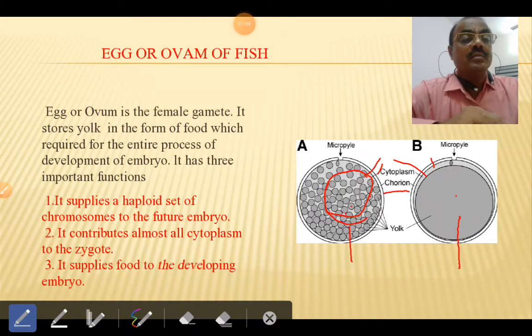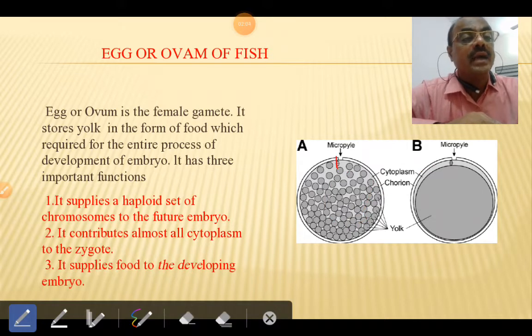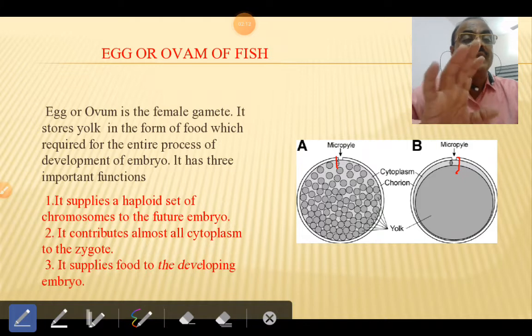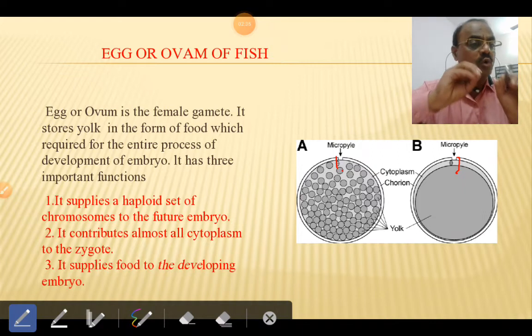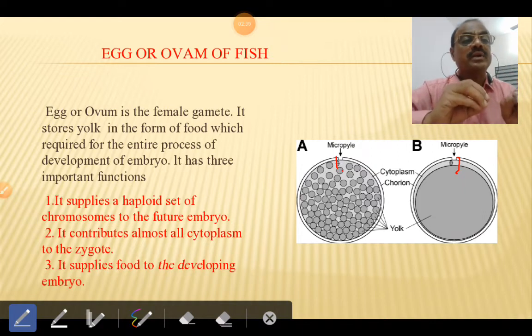One more thing in the egg is the micropyle. This is a micropyle. Micropyle is a space for the entrance of sperms for the fertilization of the egg. Unless and until the sperm enters into the egg through the micropyle, no fertilization occurs. For fertilization, the sperm should enter into the egg through the micropyle. So the micropyle is a small space for the entrance of a sperm.